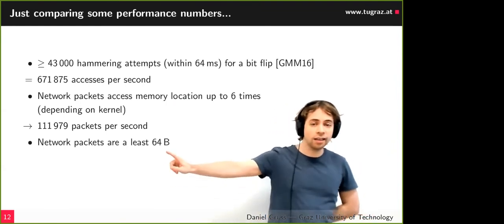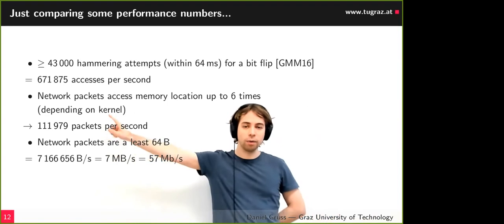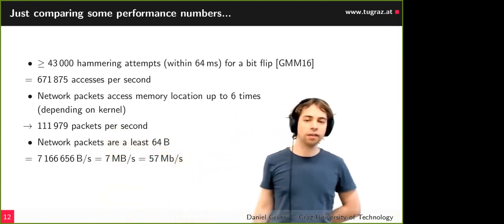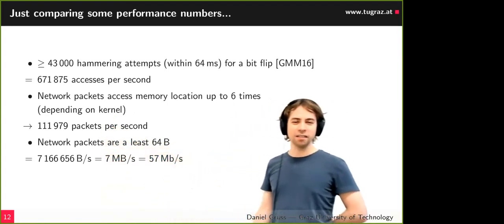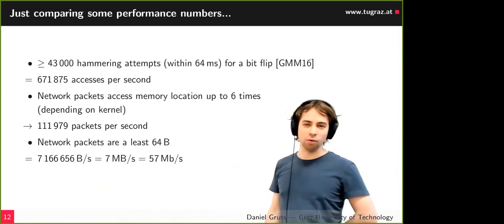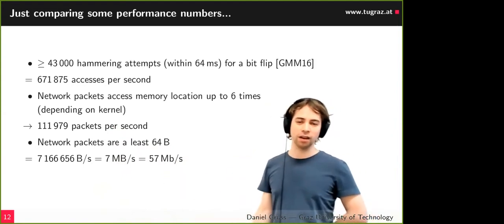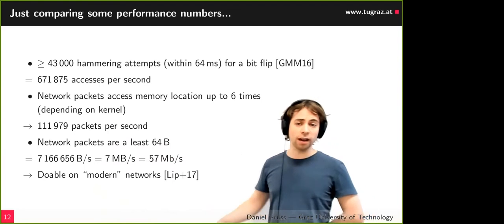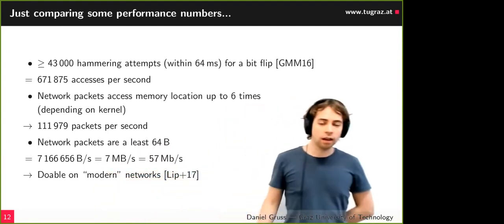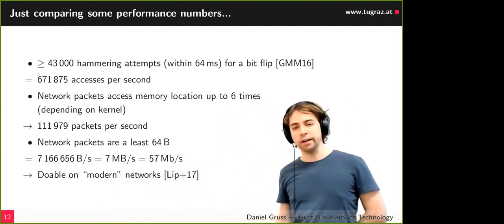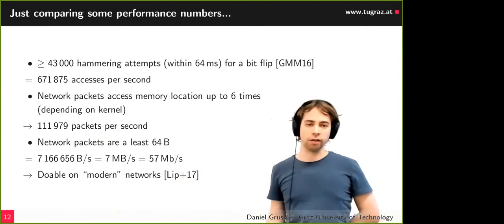Network packets are at least 64 bytes in size. So if we multiply that up, this would lead to 57 megabits per second. Doesn't sound very unrealistic to send 57 megabits of data to a system. And we also showed that this is doable on modern systems. To induce a bit flip, though, we required 600 megabits on the systems that we had.